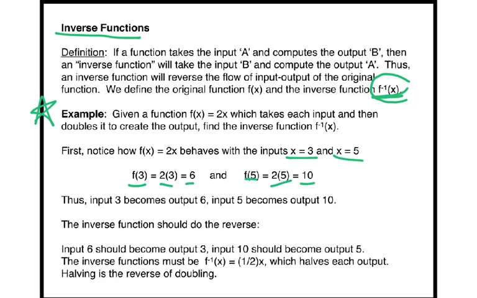Again, it doubled it. Thus, input 3 becomes output 6, input 5 becomes output 10, and the inverse function should do the reverse. If you input 6, it should become the output 3. And if you input 10, it should become the output 5. The inverse function must be f inverse of x equals half of x, which halves each input to become the output. Halving is the reverse of doubling.